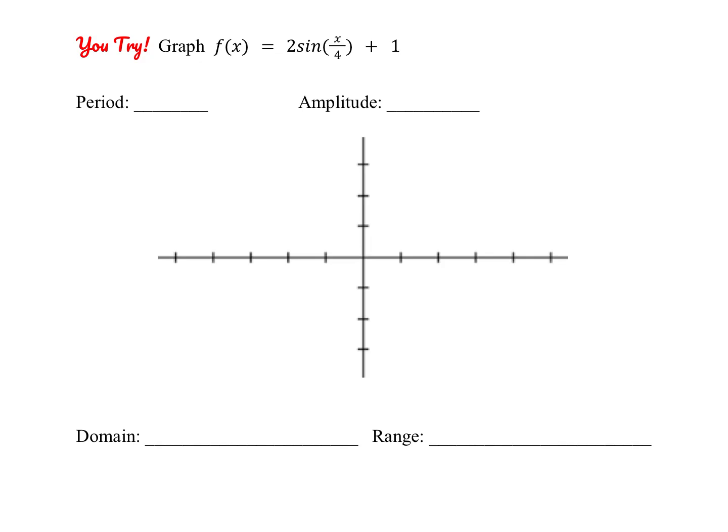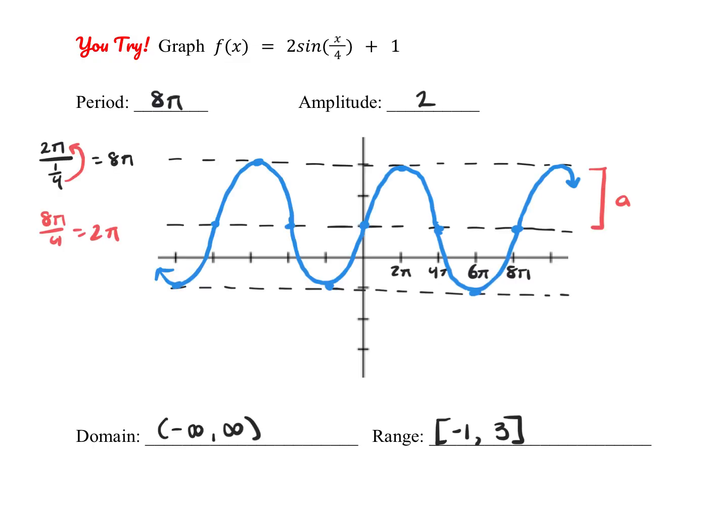All right, go ahead and pause the video and give this one a try on your own. All right, go ahead and check your work here. So here, my b value is 1/4. So 2 pi divided by 1/4 is 8 pi, so very long period. So I split that into 4 parts, so I'm scaled by 2 pi. My amplitude is 2, and I'm shifted up 1. So I started with the midline, and then I went 2 units up and 2 units down. Sine will always start at the midline, and here we just go up, middle, down, middle.